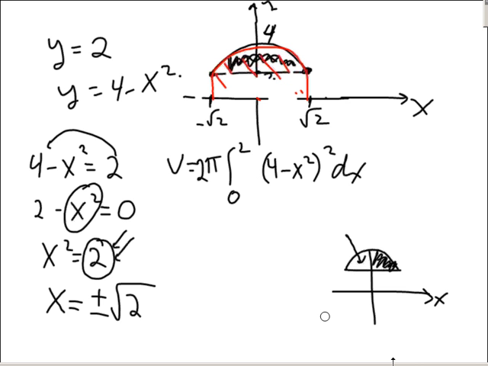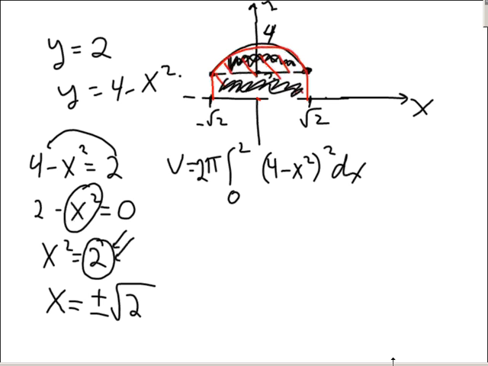Okay. Now we need to take away the part we didn't want to include. We never really wanted to include that volume, so we have to take it away. It's pi times the integral from negative square root of 2 to square root of 2 of the radius dx. But the radius is always 2. After all, it's a horizontal line. And if you want, you can go from 0 to square root of 2 and double your answer.